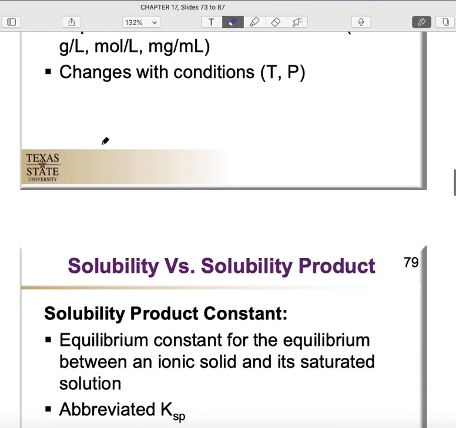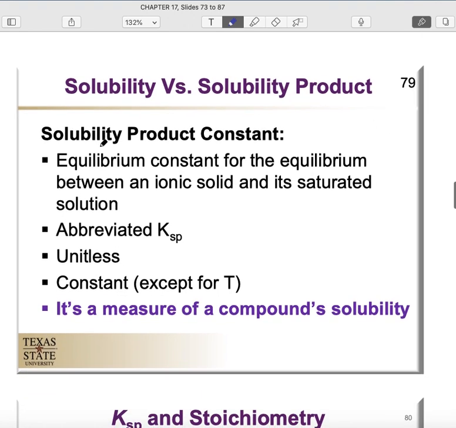On the other hand, the solubility product or solubility product constant is the equilibrium constant, or the K, for the equilibrium between an ionic solid and its saturated solution, meaning the ions that are dissolved into the solution. It is abbreviated as KSP. It is unitless, just like all of the other Ks that we have worked with, and it is constant except for temperature. It does change with temperature.